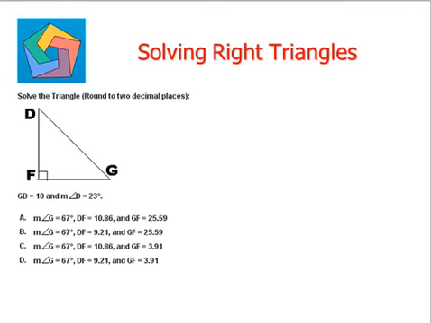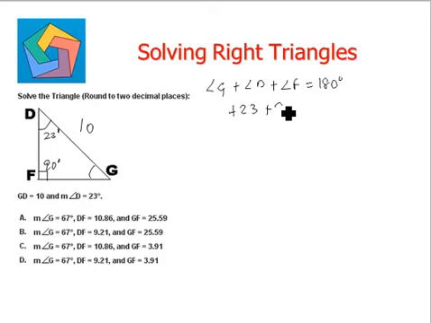Moving on to the next question. Solve the triangle, round to two decimal places. GD, that is the hypotenuse, is 10. Measure of angle D is 23. Angle F is 90 degrees. So first we'll find out angle G. Angle G plus angle D plus angle F equals 180 degrees. We'll plug in the values. D is 23, F is 90, angle G we have to find, equals 180. So from here we get angle G equals 67 degrees.